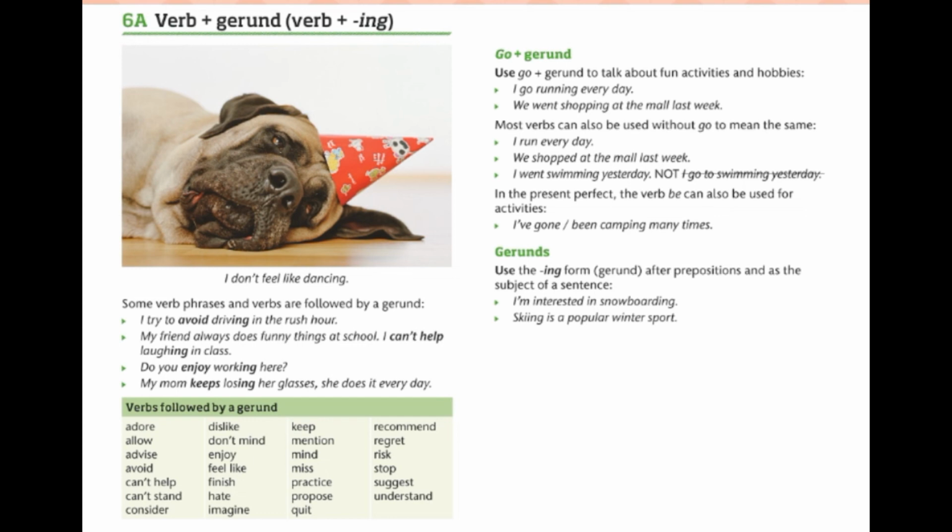So after the verb avoid, after the verb enjoy, keep, and the expression can't help, we use the verbs in the ing. Alright? And the example from the picture, I don't feel like dancing. We use the verb in the ing after the conjunction like. Alright? What verbs are followed by the ing?